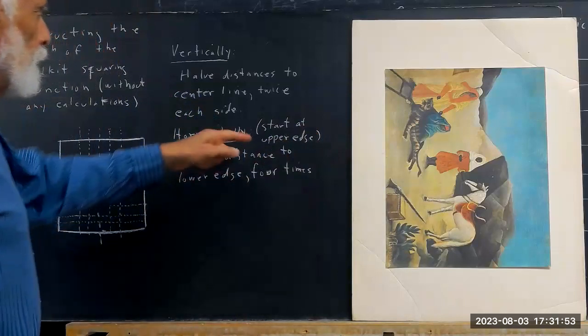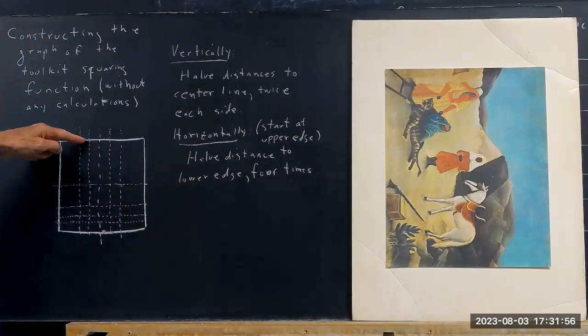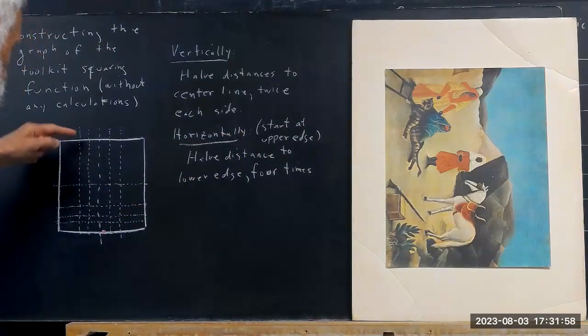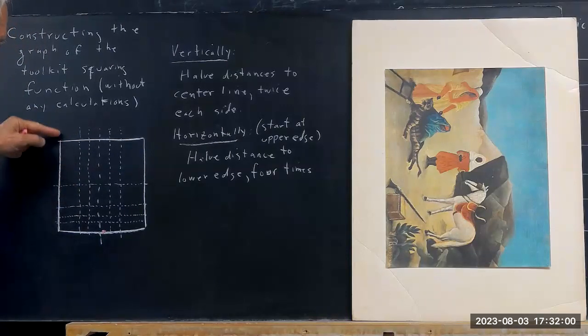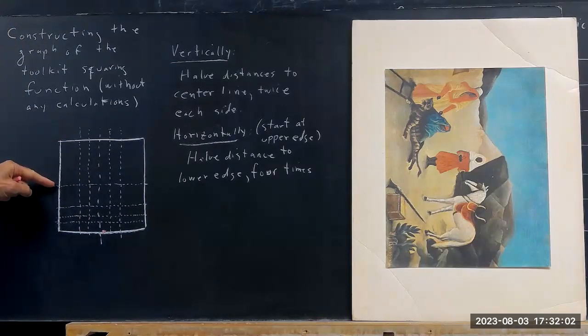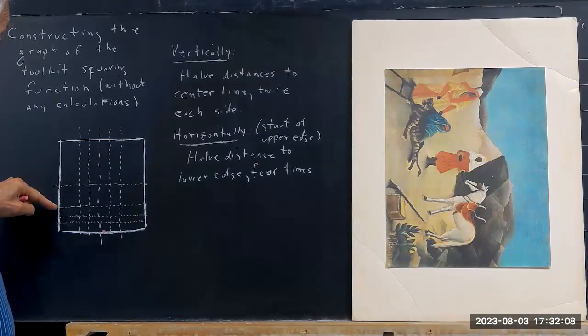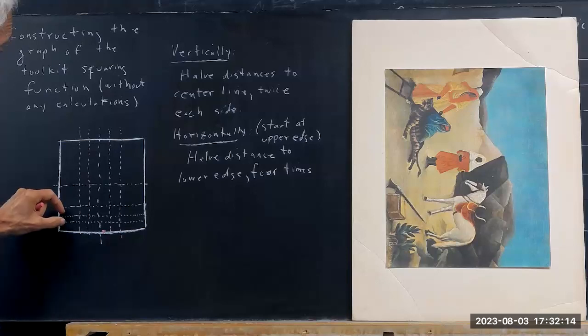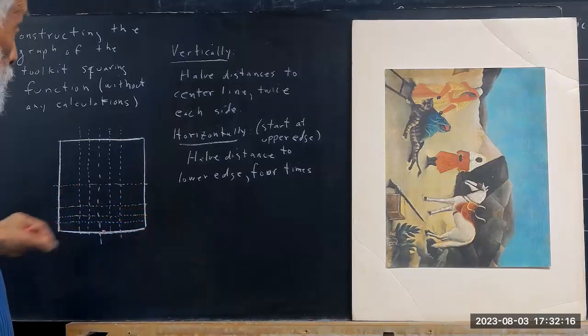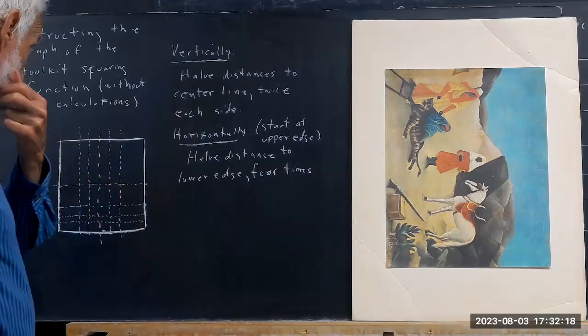To clarify, we start at the upper edge and have the distance to the lower edge. So here's half the distance from the upper edge to the lower edge. Here's half the distance from that line to the lower edge. Half the distance from here to the lower edge is here. Half the distance from here to the lower edge is here. All these distances get smaller and smaller as we continue to cut things in half.